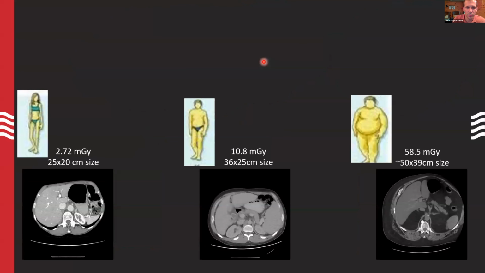So to motivate this and get thinking about how to set up doses across patient size, I thought it'd be best if we did an example. Let's just imagine we have 3 different patients: a pretty small person, maybe an average size person, and then a bariatric person. And maybe we know a priori we have dose targets that we want for them of 2.7 milligray, 10.8, and 58.5. So let's first think about what kV we would use to image them, or what beam energy.